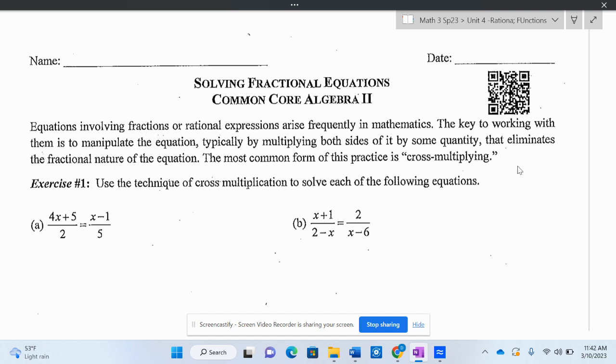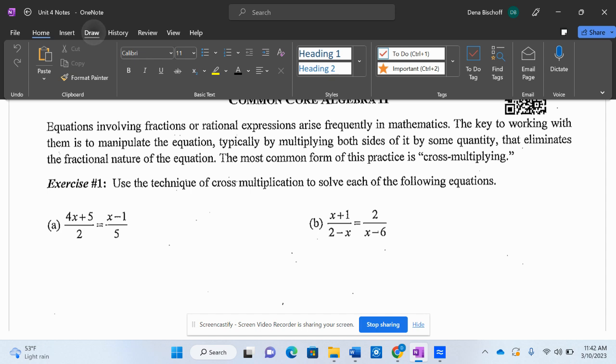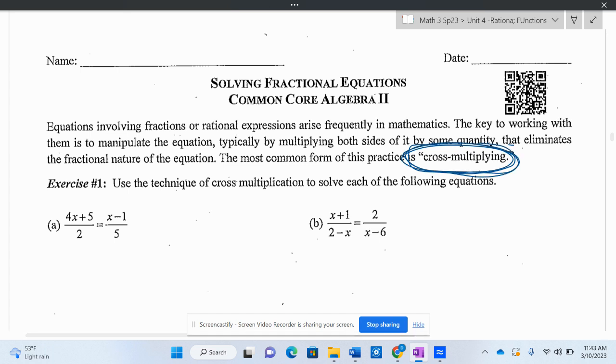But when we solve a rational equation, we have two options. We can either cross multiply, which sometimes people call the butterfly method. I hate that, but that's really what they call it. Or we can eliminate the fraction. Sometimes it's easier to just eliminate the fraction. Sometimes it's easier to cross multiply.